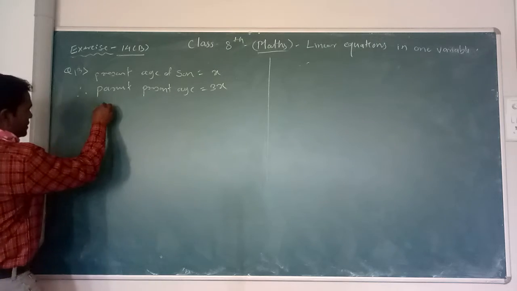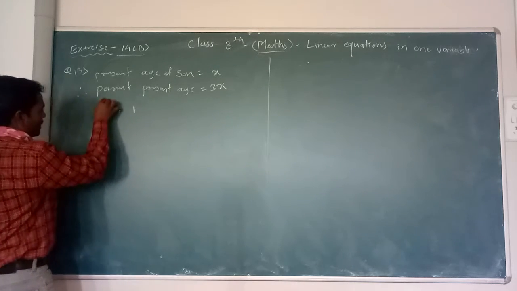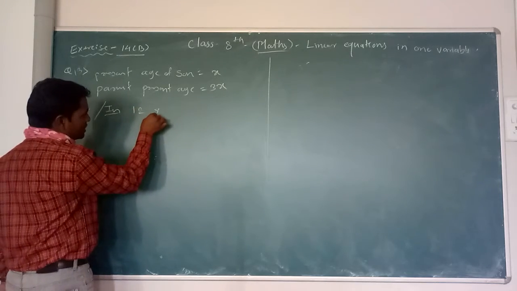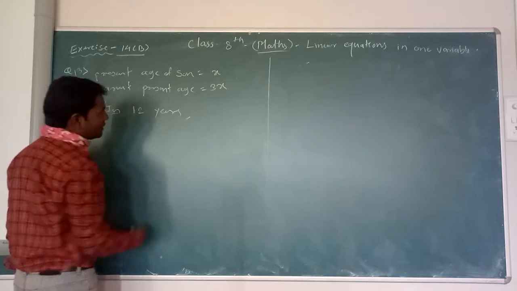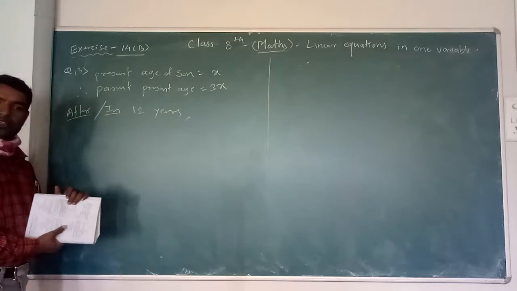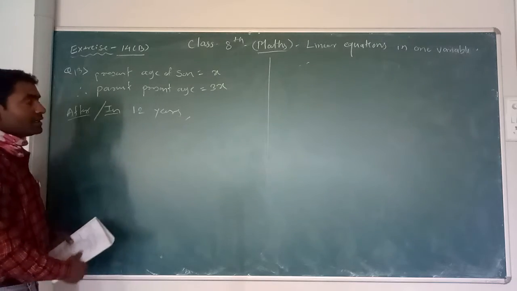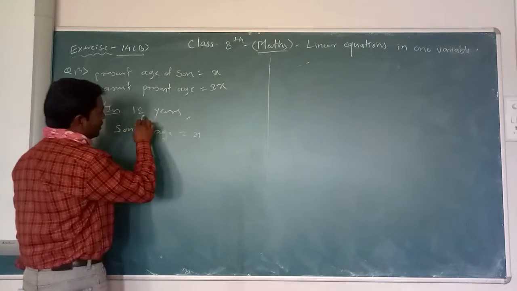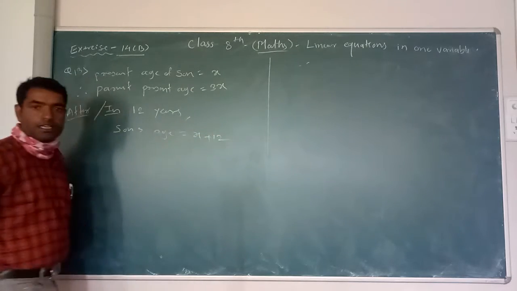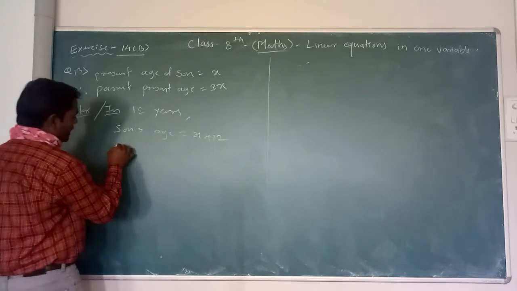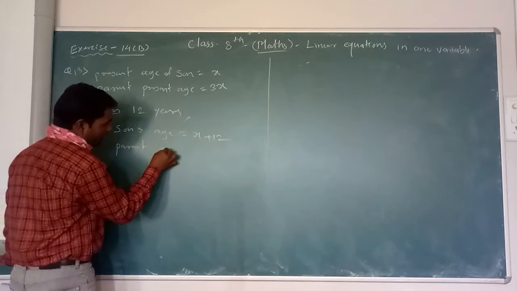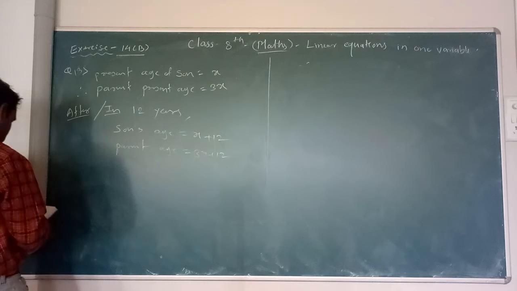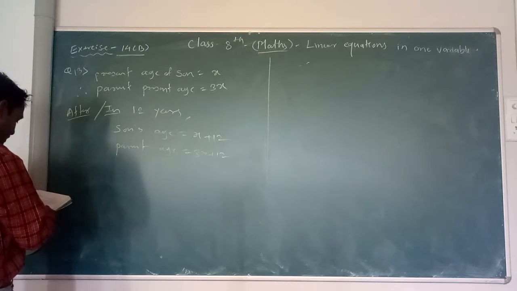Now, in 12 years, or you can write after 12 years. In 12 years, will the age increase or decrease? Yes, 100% it will increase. So the son's age will be x plus 12 after 12 years. Then the parent's age will also be 3x plus 12. So we got their ages after 12 years.